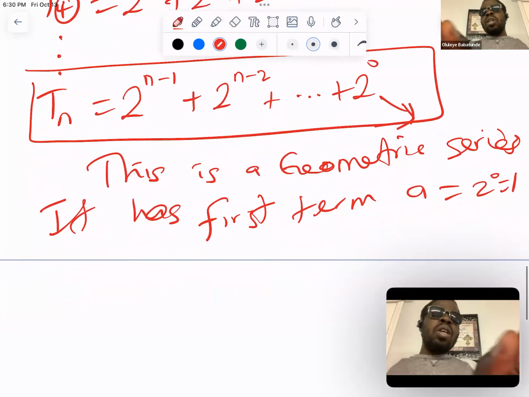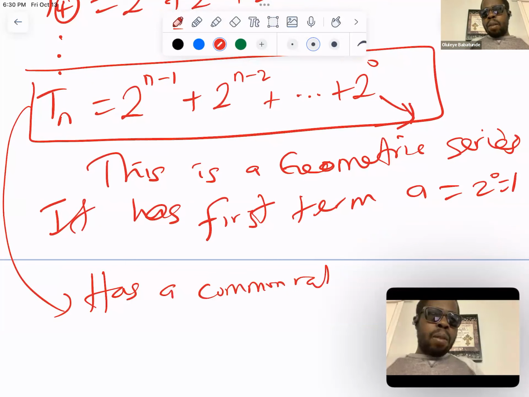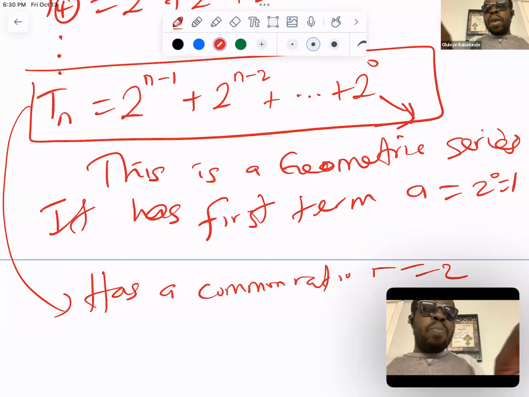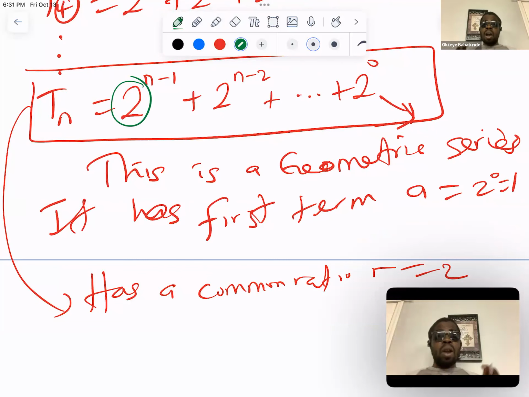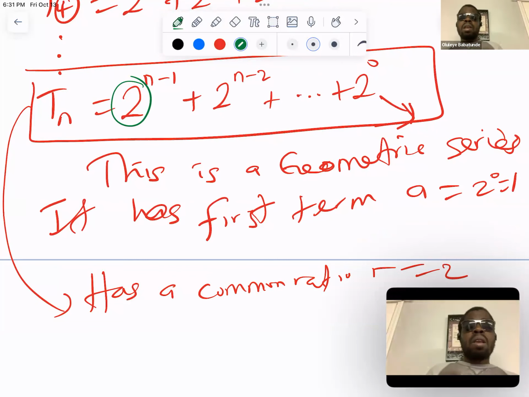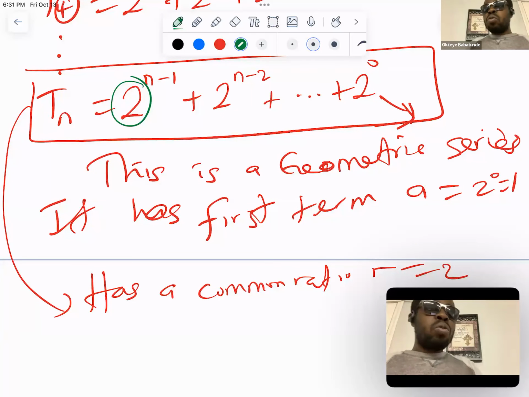Now, any expression of this form has a common ratio. A common ratio R equals 2, which is the base of the expression. All the time, when you have an exponential expression in a series, the common ratio is going to be the base of the expression. And the base here is 2.